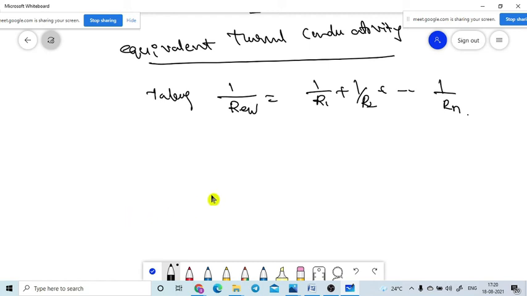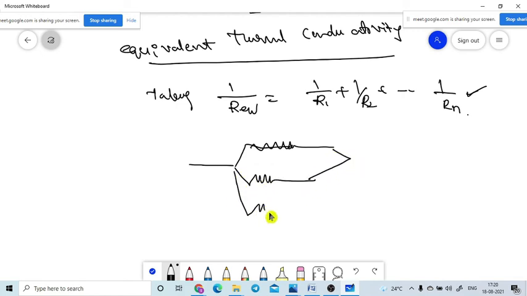Yes, sir. So this is the formula only. But this formula may not be solvable, so I am using another one. If the resistors are connected in parallel, they are connected like this. I am taking one more resistor like this, connected like this, and one more resistor here also, connected like this.